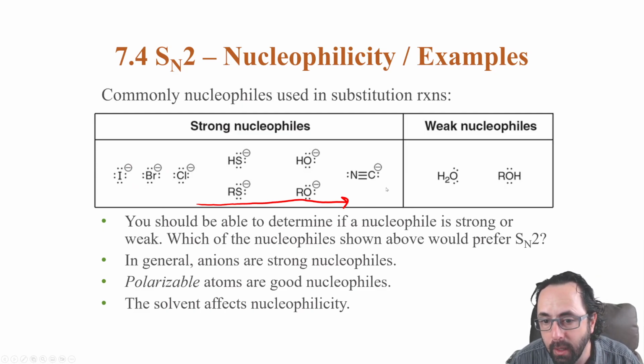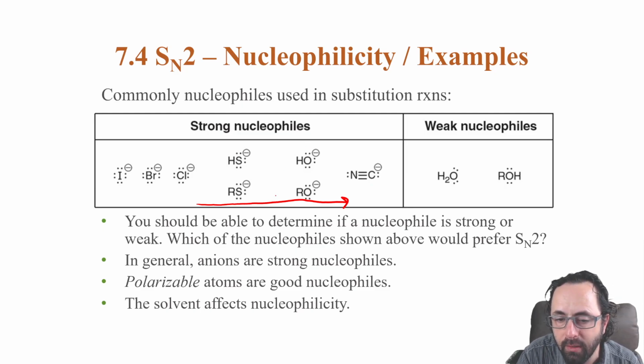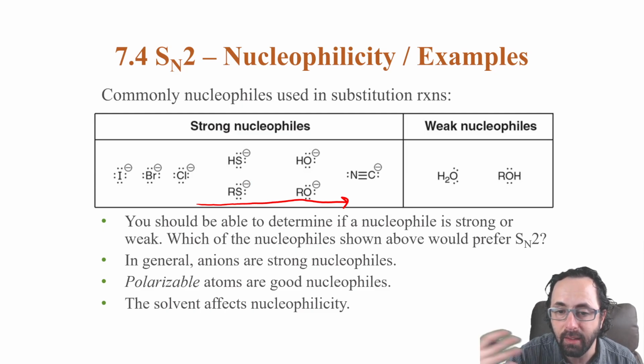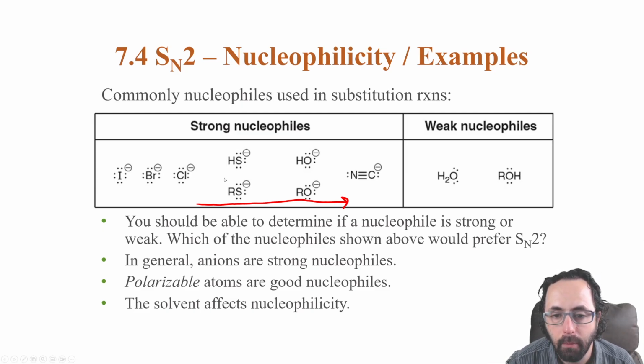And then these get weaker as we go to the right. These sulfides are stronger nucleophiles than the oxides. And the reason is that the sulfur atom is larger, and so those electrons are further away from the nucleus, and it's easier for them to go and catch another atom and make a bond.